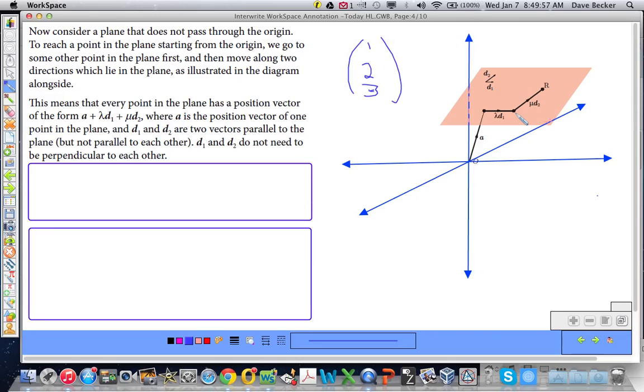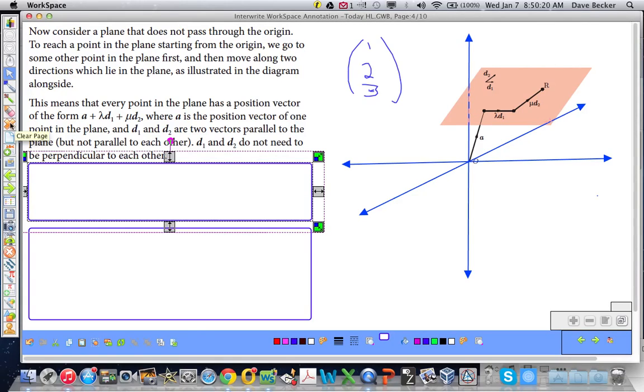Let me rephrase that. They're parallel to the plane, okay? If two vectors lie in the same plane, then they are parallel to the plane. All right, d1 and d2 do not need to be perpendicular to each other. So we can lambda them and mu them and get to whatever point we want to. That's the whole moral of the story.